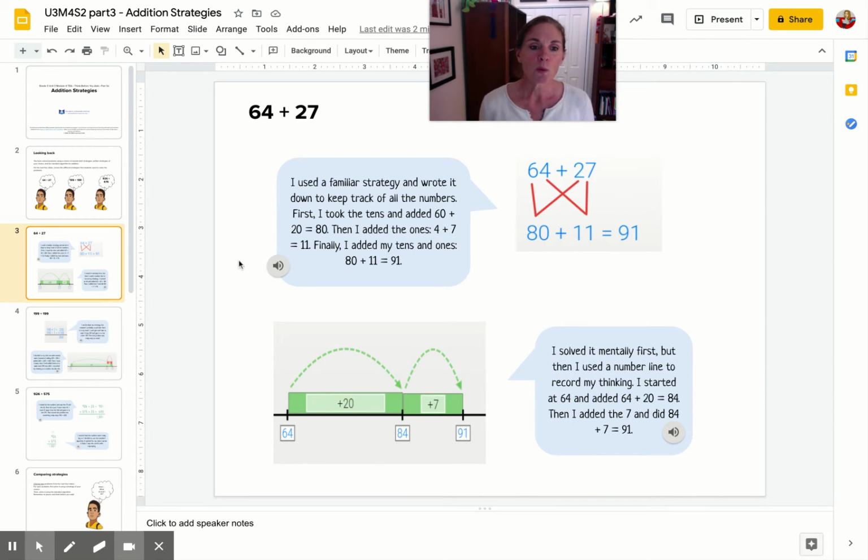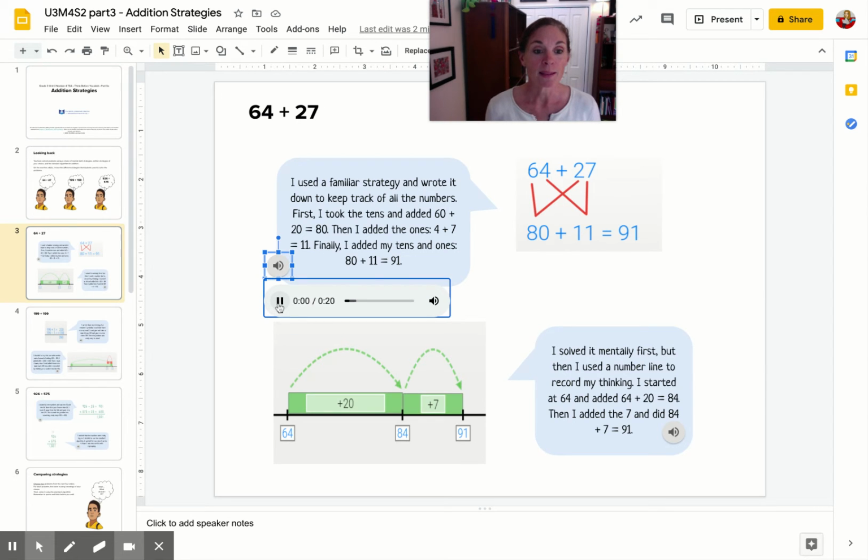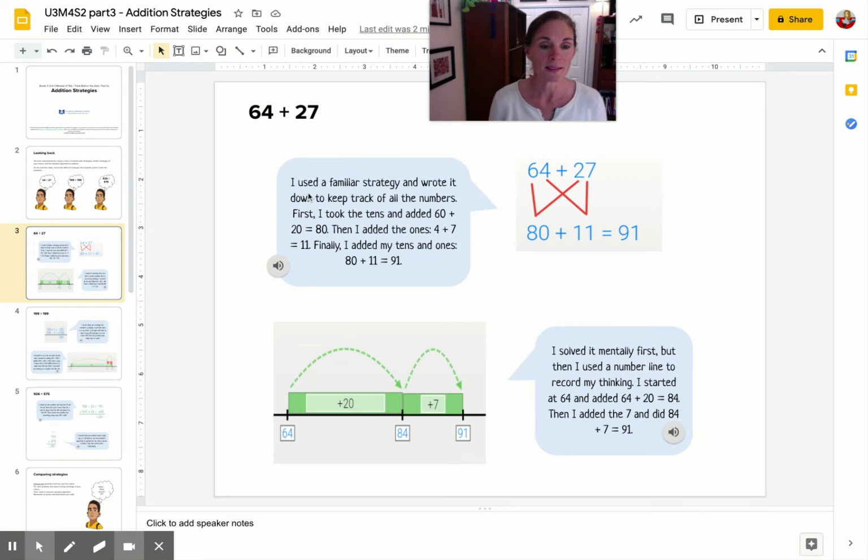So on each of these slides, you need to read and look and think about the strategy. If you don't feel like reading, you can click on this button, hover over it, and I used a familiar strap. Listen to what this says.